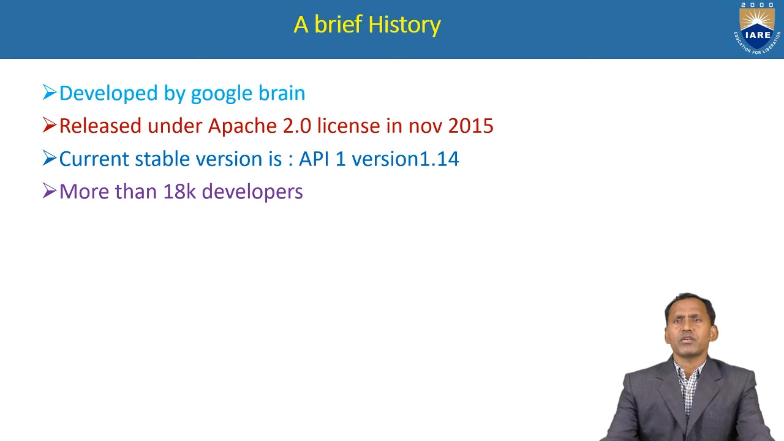A brief history about TensorFlow. TensorFlow, developed by Google Brain, was released under the Apache 2.0 license in November 2015. The current stable version of TensorFlow is API 1, version 1.14. TensorFlow has more than 18,000 developers all over the world.